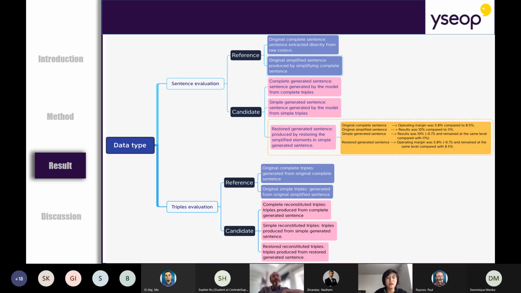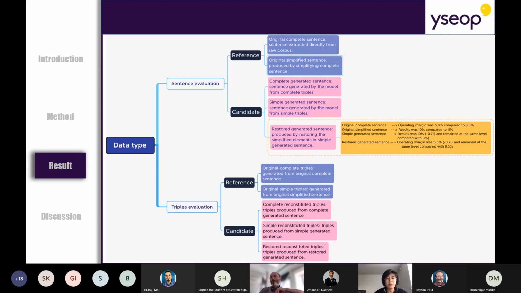For experiments, we compare the original sentence with generated sentences, and also original triples with generated triples. And we added triples in the evaluation because sentences in a financial report are expected to contain all key information provided in the input sentence. However, BLEU and BERTScore are incapable of examining the completeness of a generated sentence. To achieve this, triples are added to the evaluation.